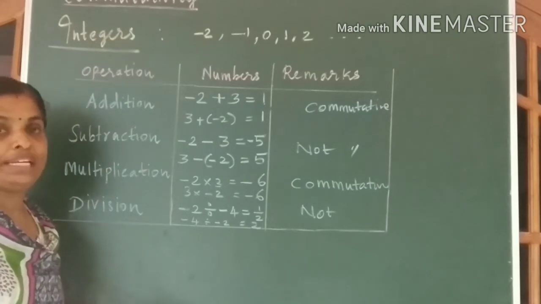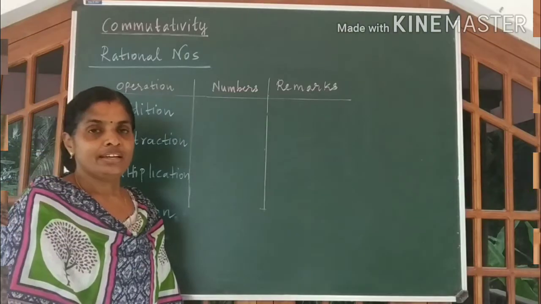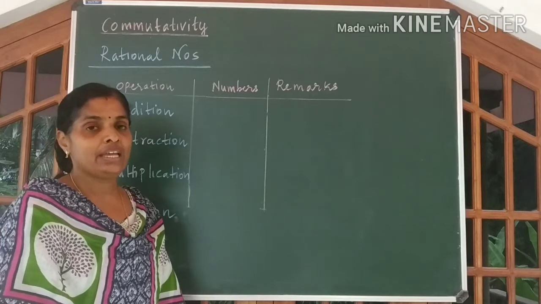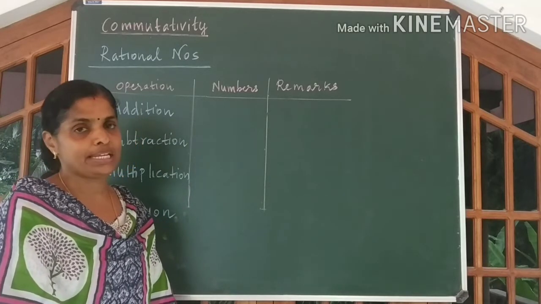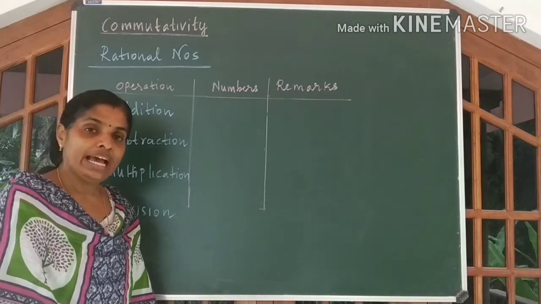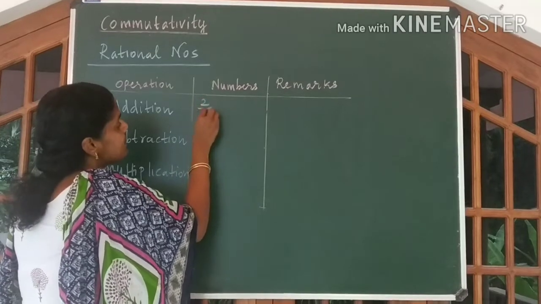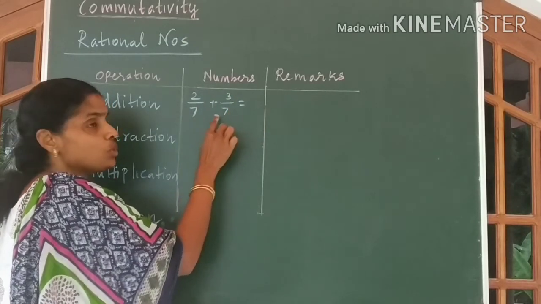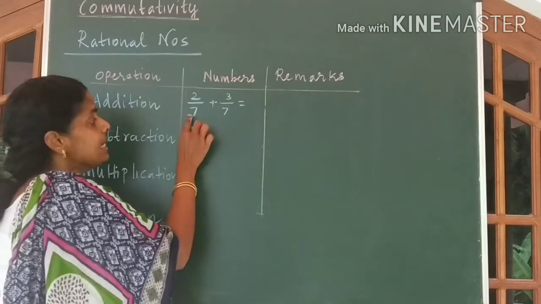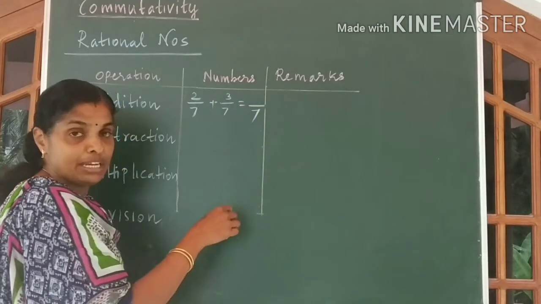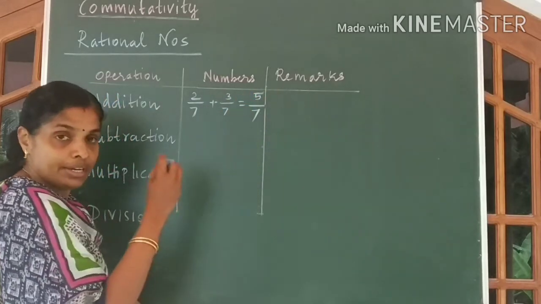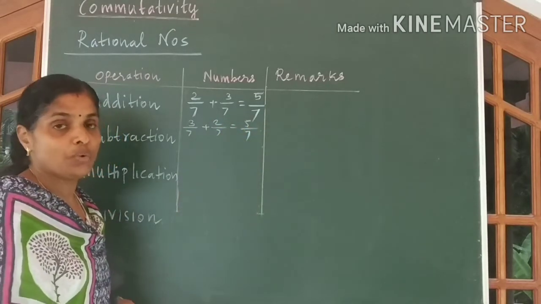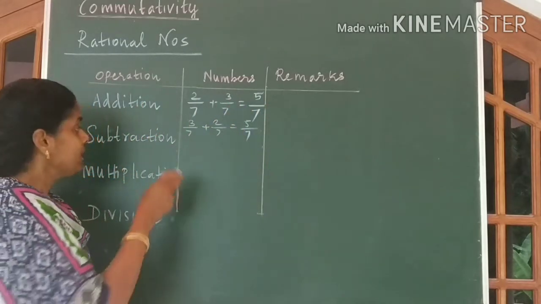Let us check the same property in the case of rational numbers also. Children, to check the property for rational numbers, let us consider like fractions so that you will understand more easily. Let me consider two like fractions, 2/7 and 3/7. Now when you add 2/7 and 3/7, what do you get? Since denominators are the same, write the same denominator. 2 plus 3 gives you 5. Now let us add 3/7 plus 2/7. Then also you get the same answer. So addition is commutative.